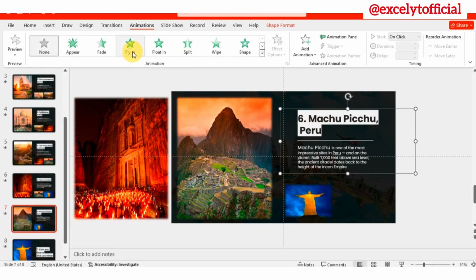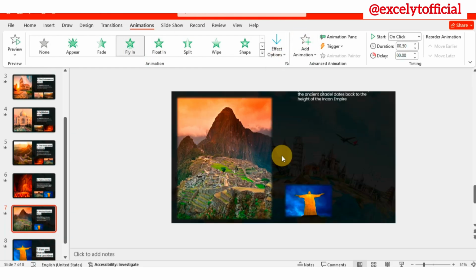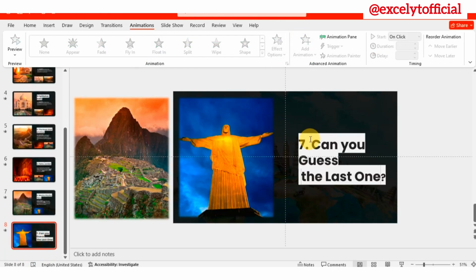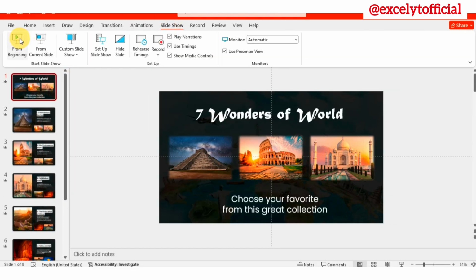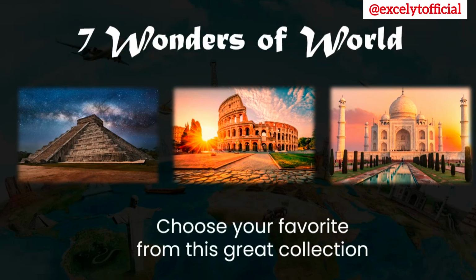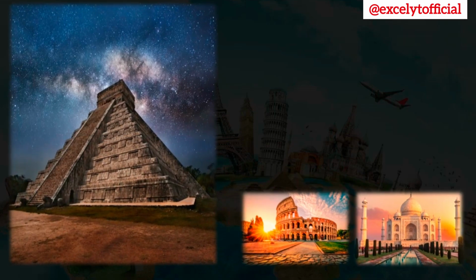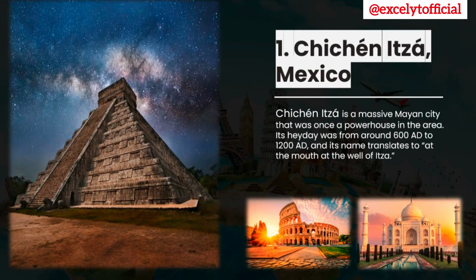We're almost done. Let's take a final look at our presentation, and make any necessary adjustments. And that's it. We've created an engaging presentation in PowerPoint using the Morph transition. I hope you found this tutorial helpful and informative.